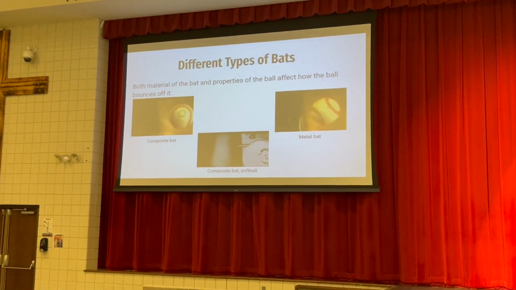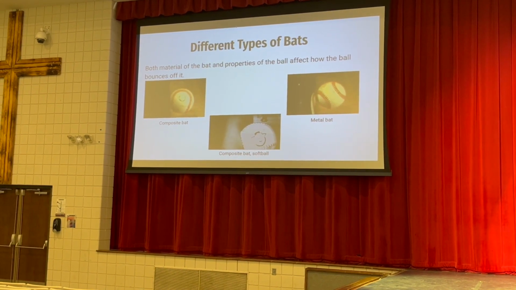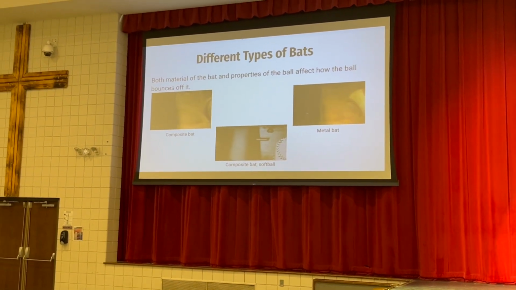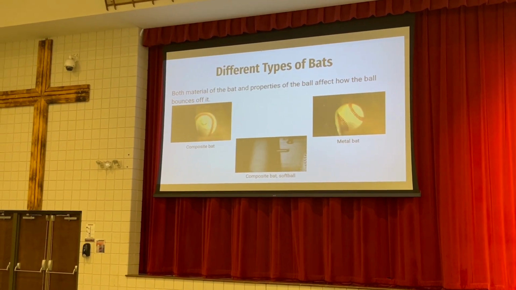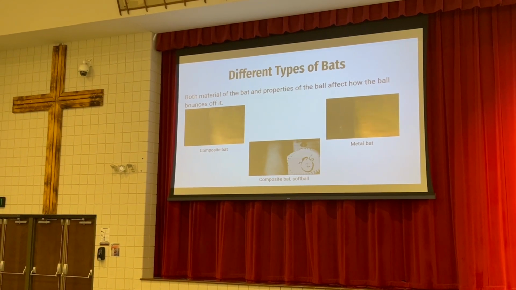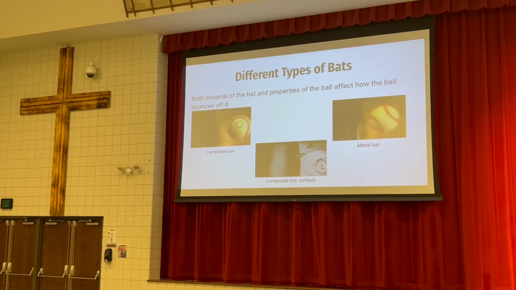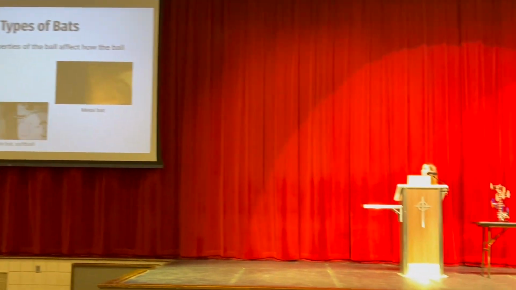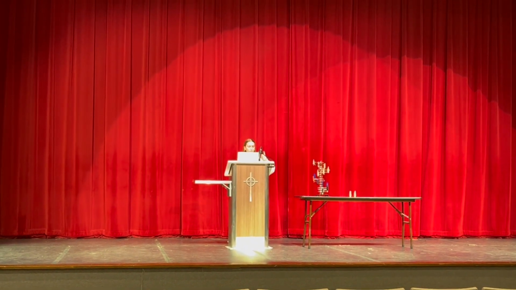Next slide. So also the material of the bat and the properties of the ball affect how the ball bounces off of it and how far it goes. So for high school baseball, they typically use composite and metal bats, and those are in the top two, and you can see that those are basically the same. The ball bounces off of them the same, and they both compress about the same. But then you get to the softball bat, and you can see that the ball for the softball compresses a lot more than the baseball, which is the reason for the longer contact time in the previous equation for force.